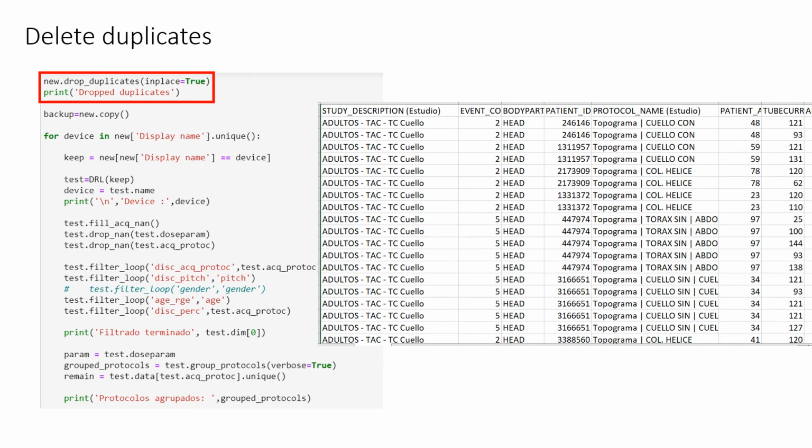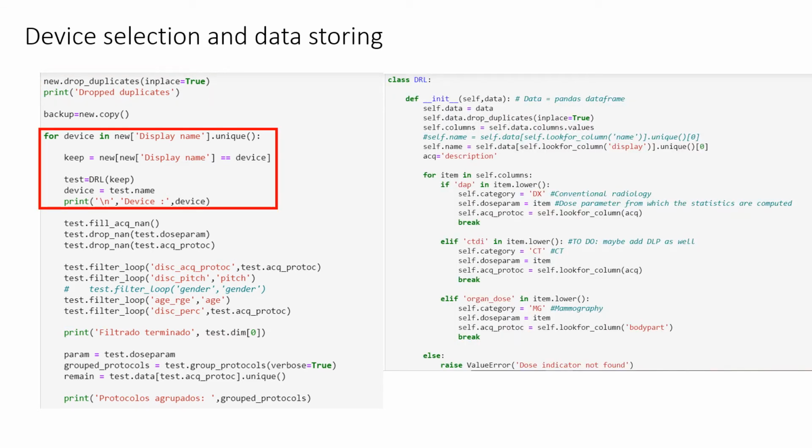Now we are going to follow the program workflow. First, data duplicates are dropped, as some dose managers receive the same information from several sources. Then a specific device is selected, assuming we are analyzing a list of several devices. The data are then stored in a Pandas data frame, and some key parameters are stored as the main dose parameter, which defines which kind of modality must be used: CT, conventional radiology, or mammography.